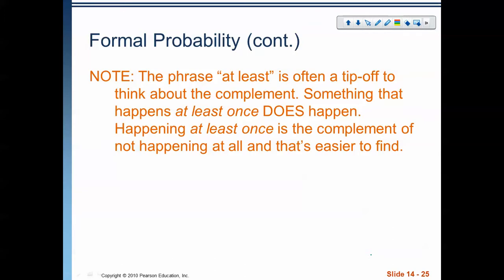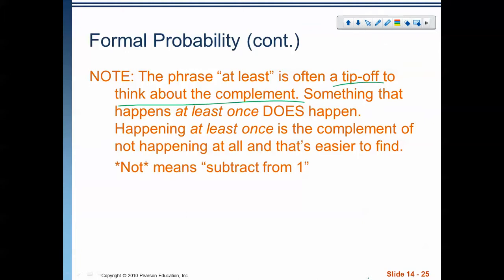So the phrase at least is often a tip-off to think about the complement. Okay? Keep that in mind. Something that happens at least once does happen. Happening at least once is the complement of not happening at all, and that's easier to find.